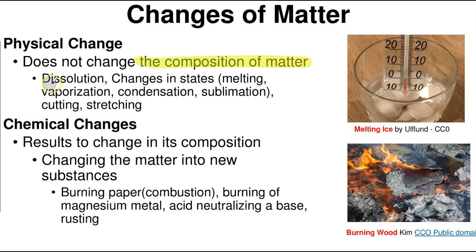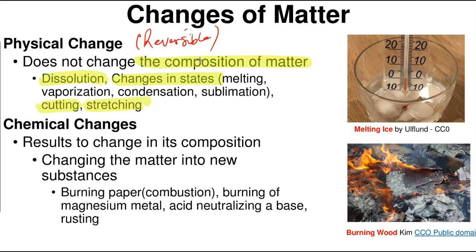Some common examples of those changes: dissolving something in water does not change the composition. Changes of state like melting and vaporization. Melting is when a solid goes to liquid. Vaporization is when a liquid goes to a gas. Condensation, when a gas goes back to what? Liquid. Sublimation, when a solid goes to gas. Cutting stuff, stretching stuff. Those are all common changes that do not result in a new matter altogether, right? And because of that, what do we say? We say that physical changes are what? Reversible. They are highly reversible. You can get back what you started with without any change in their composition.